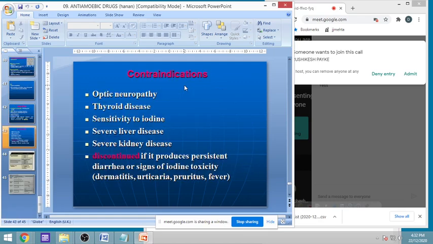Contraindication, it is not used in optic neuropathy. If already detected previously, it cannot be used. It cannot be used in thyroid diseases. It cannot be used where there is a sensitivity to iodine. It is not used in severe liver diseases, severe kidney diseases, and it should be discontinued if it produces persistent diarrhea or signs of iodine toxicity like dermatitis, urticaria, pruritus, fever, etc. In those cases it should not be used.